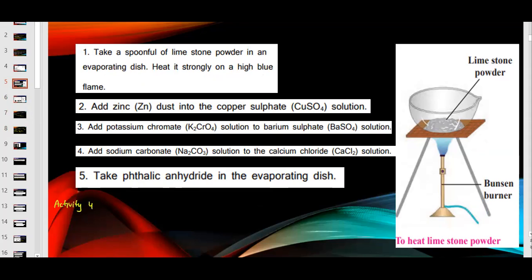Activity 4. Okay, this one, add sodium carbonate. So we have to add sodium carbonate to calcium chloride. So let us add, again these are aqueous solutions. Na2CO3, it is in the form of aqueous, is added to CaCl2. This is also aqueous because it is a solution.